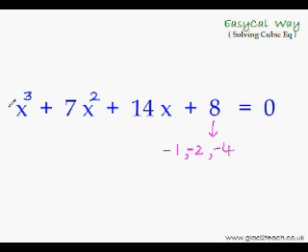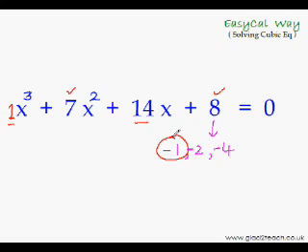You just have to add the coefficients of the alternate terms. 1 plus 14 is 15. Now add these alternate term coefficients as well. 7 plus 8 is also 15. So whenever the sum of the alternate terms is equal, then one root out of the 3 has to be minus 1. You can find that out instantly.